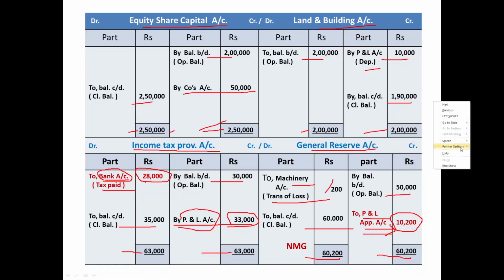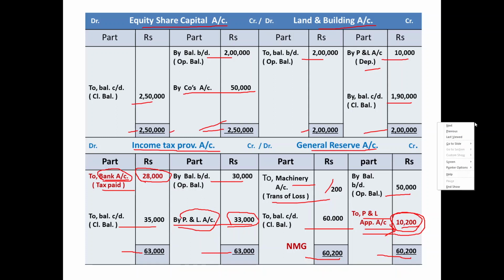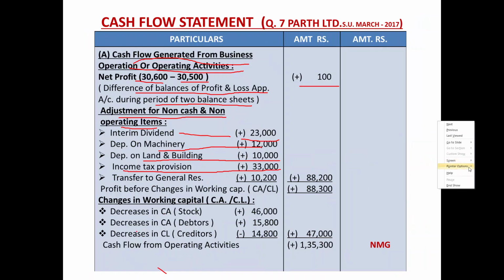Let us verify the general reserve account. We already decided the balancing figure of rupees 10,200 on the credit side, the current year's saving: profit and loss appropriation debit to GR account credit, current year's saving. It is a non-cash item and that is why it should be and will be added back in the current year's profit once again under title A. Have a look. Transfer to GR plus 10,200.